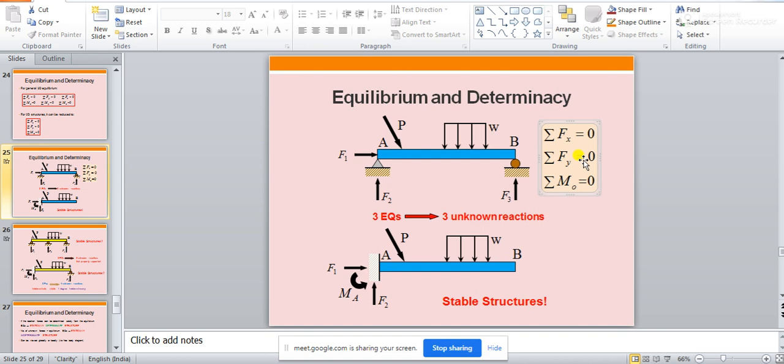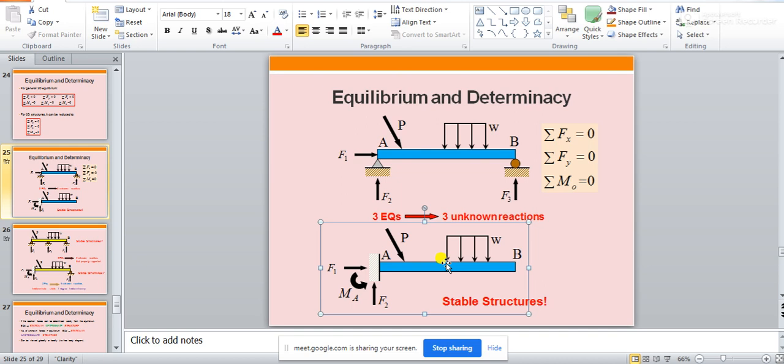Now, whether this structure is stable, you must understand the difference between equilibrium and stability. What is a stable structure? Is this structure a stable structure? You need to understand stability also. If a structure satisfies the equilibrium condition, it may still not be a stable structure. I will show you one example for that.